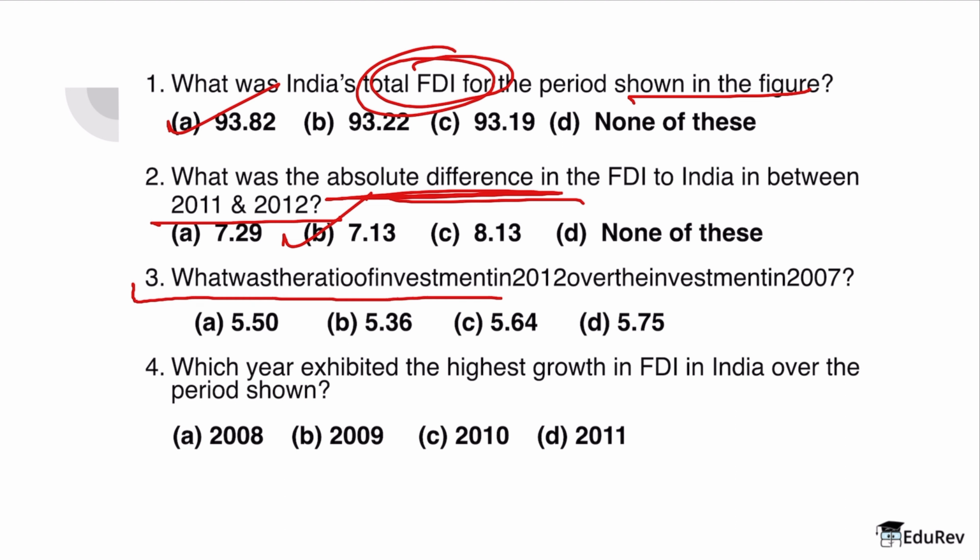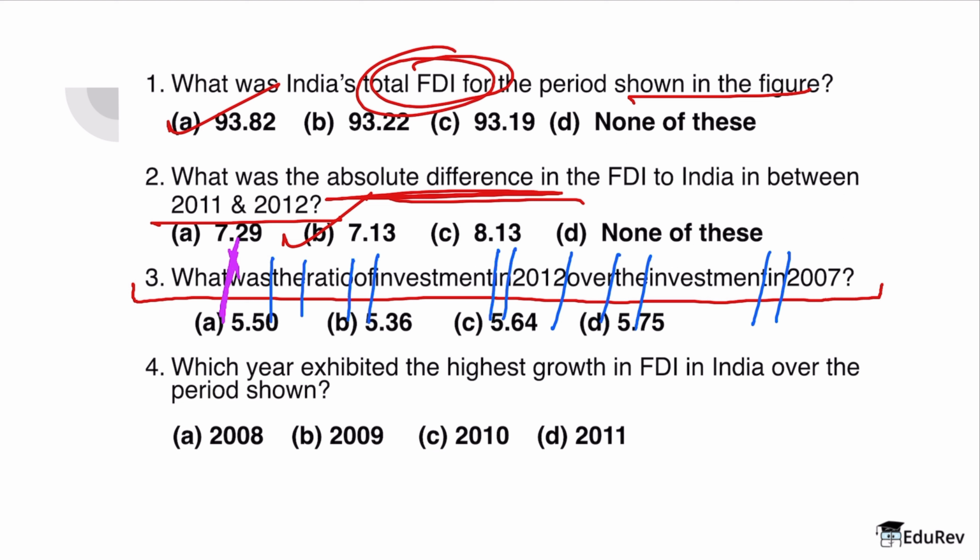Here we have some editing mistake. Let me do it for you. So it is what? Oh my God, I cannot write, but let's just see if I can. So what was the ratio of investing in 2012 over the investment in 2007? Correct? Okay, technological problems, but never mind.